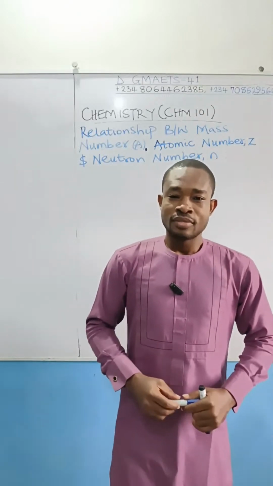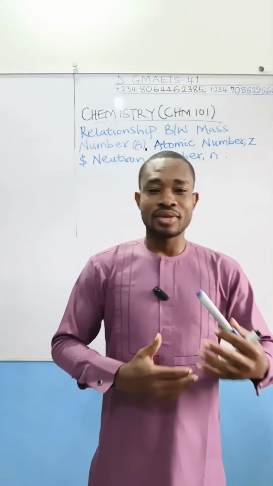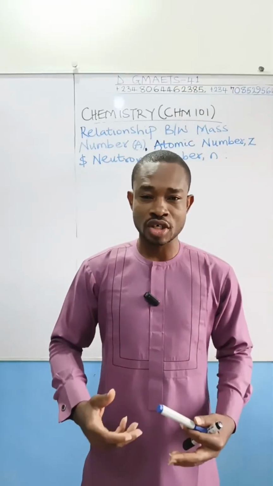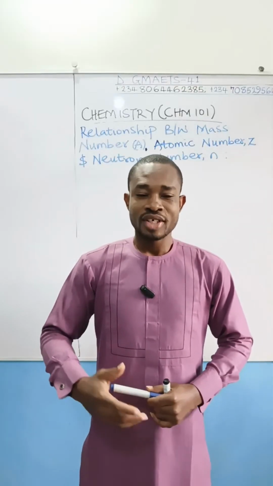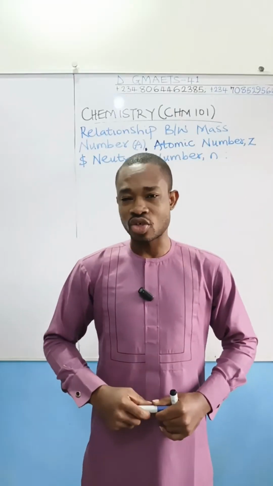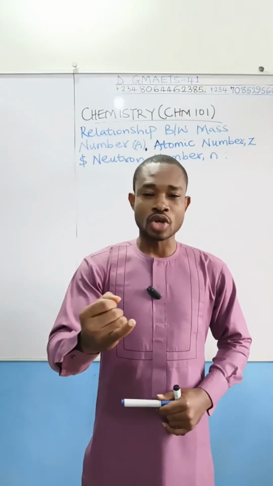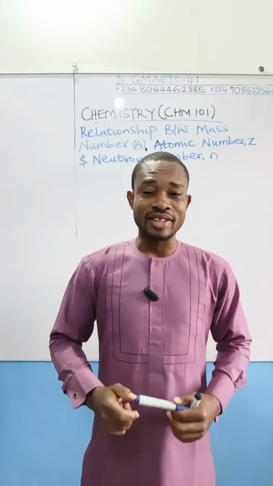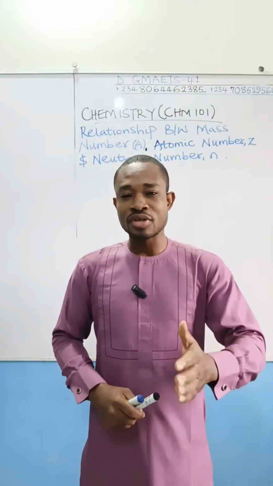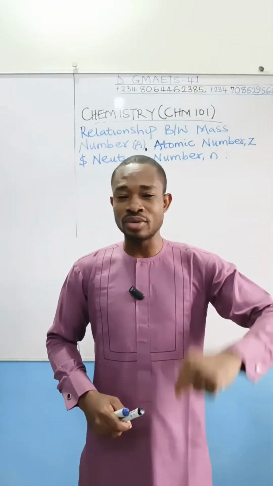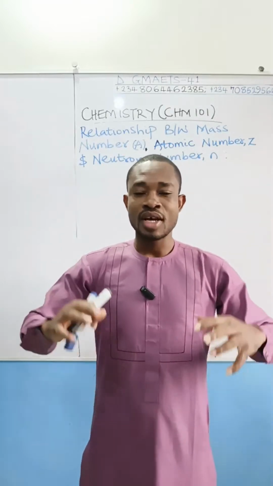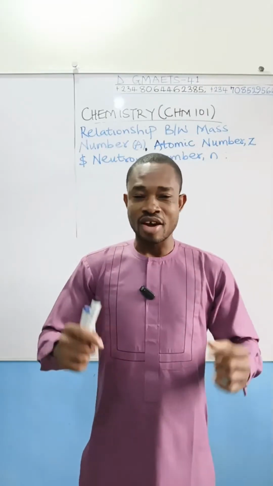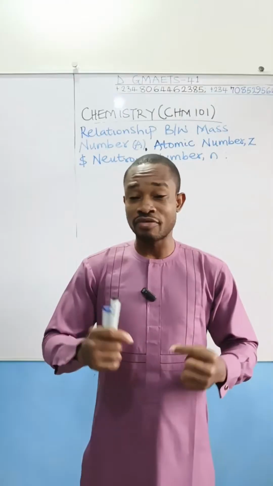Now, you would recall that on this platform, we had already treated the concept of atomic structure, where I taught you the fundamental particles of an atom to include the protons, the neutrons, the electrons. And we explained that the protons and the neutrons are known as nuclear particles. They are found in the nucleus of an atom, and they are responsible for the mass, for the weight of an atom.